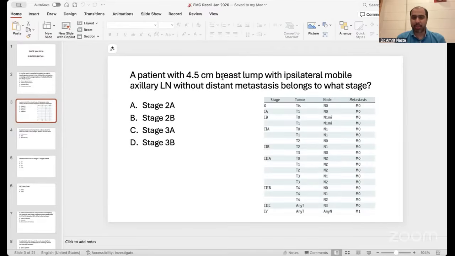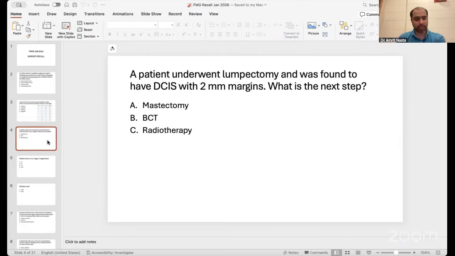So patient had a breast cancer. 4.5 centimeters means it is T2. Mobile lymph node means it is N1. So they didn't ask you what is T2 N1. They asked you the stage. So this is something you had to know. Stage 3 is locally advanced. Stage 2 is early cancer. So if it is T2 N1, which you see in this table, it will be 2B. So your answer is stage 2B. Okay? It's a very well-worn question.